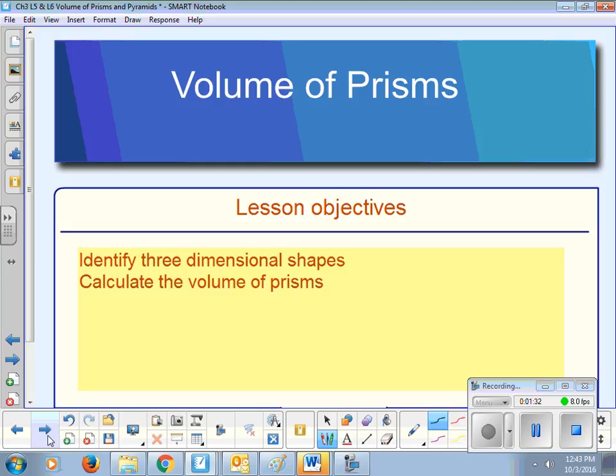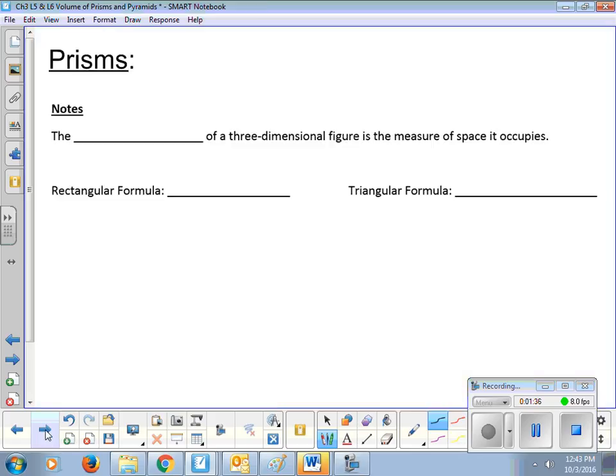Okay, so we're going over volume of prisms. Our targets for today: identify three-dimensional shapes and calculate the volume of prisms. Our first vocabulary word is volume. The volume of a three-dimensional figure is the measure of the space it occupies.